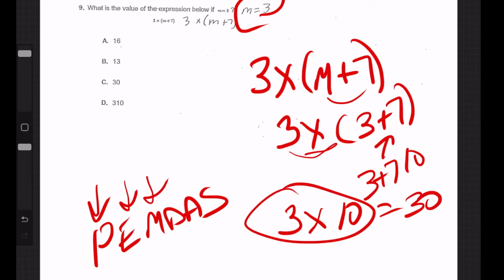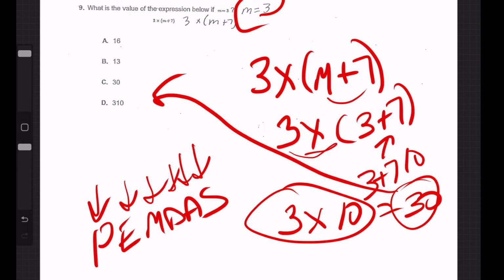There's nothing left after that. There's no divides, there's no addition, there's no subtraction. So that's our final answer. Let's take that answer over here. Is that one of our options? Well, it sure is. Letter C is looking good to me. Did you get 30 for this one? All right, let's move on to question 10.